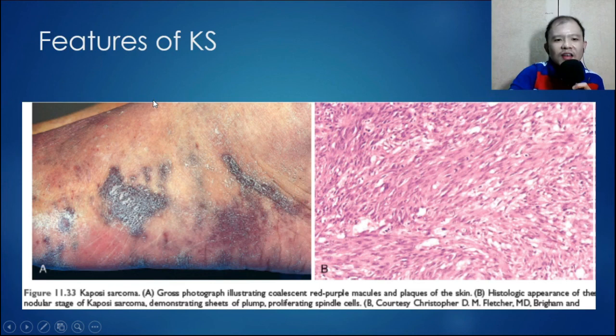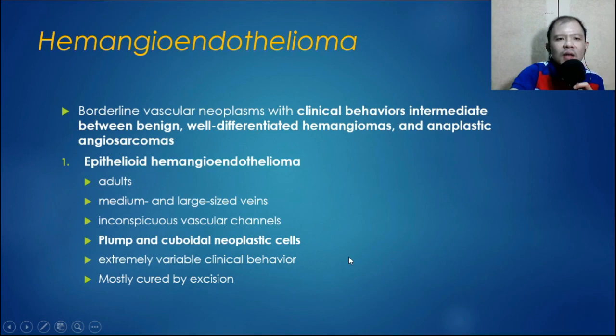And this is the gross appearance. So first stage, red purple macules. So you have plump proliferating spindle cells. That is Kaposi's sarcoma. Hemangioendothelioma is again another intermediate vascular tumor. Again, plump and cuboidal neoplastic cells. Not very clinically relevant.